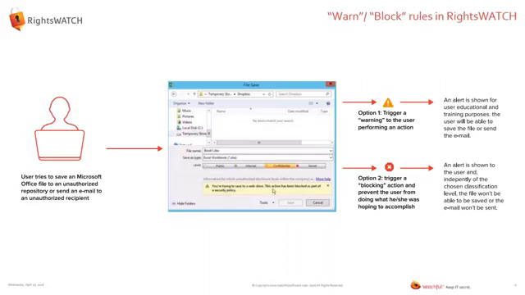However, you can configure RightsWATCH to prompt a warning rule instead of blocking the action. It depends on your organization's security policy. So RightsWATCH gives you both options.